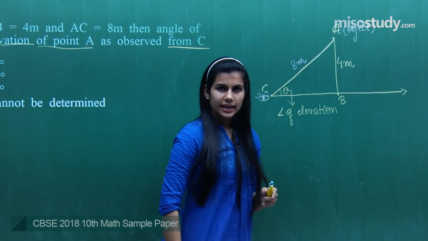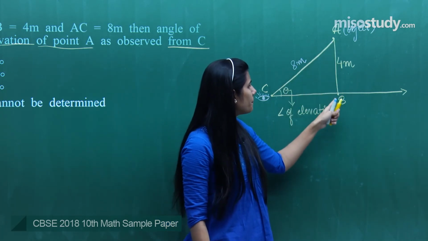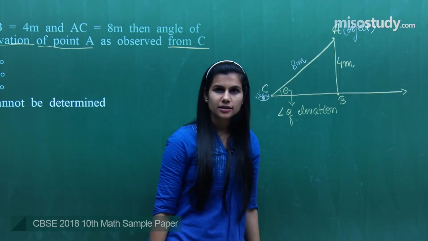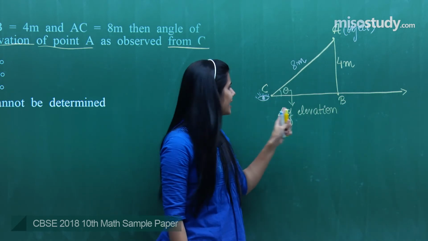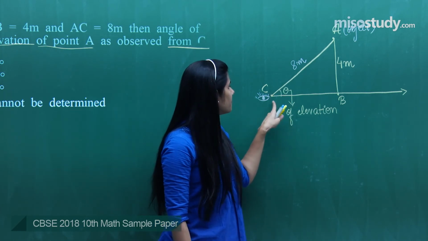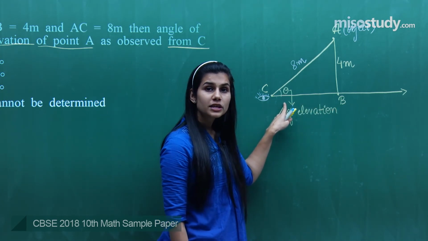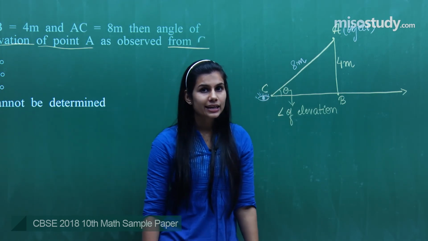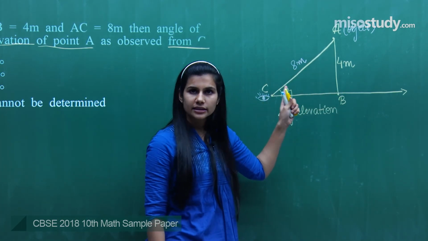kept at point A, and so AC is the line of sight with 8 meters as the length. From A to B, where B is the point on the horizontal line passing through C, is 4 meters. And then the angle between the line of sight and this horizontal line is the angle of observation, the angle made between the line of sight and the horizontal line, the angle of observation of point A from point C. And this angle is the angle whose magnitude we need to find in this question given these certain things.